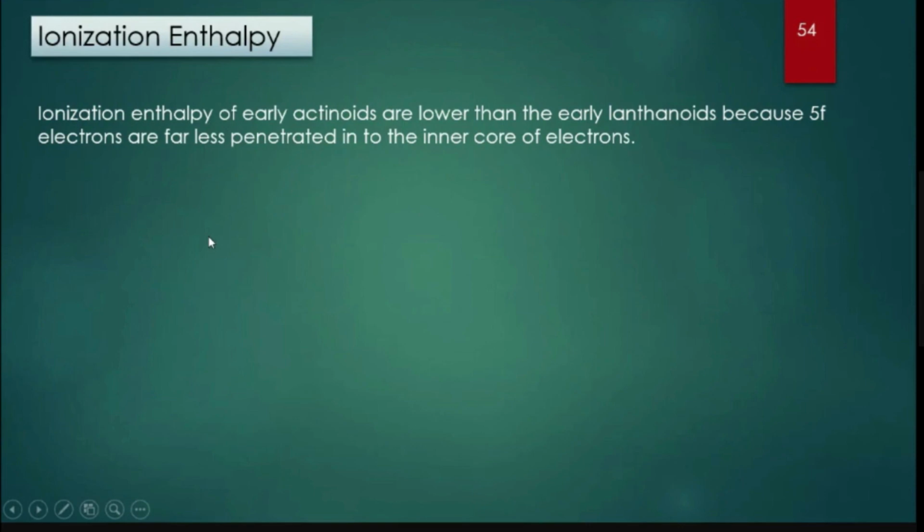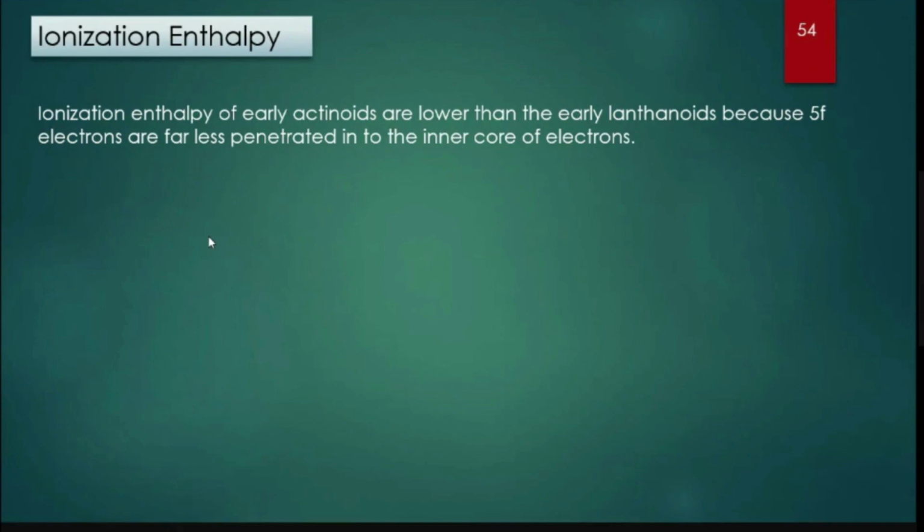The last topic of d and f block elements is ionization enthalpy. Ionization enthalpy is the amount of energy required to remove an electron from the outermost shell of a neutral isolated gaseous atom. That is the definition of ionization enthalpy. In the previous class also we have discussed. Here, ionization enthalpy of early actinides is lower than the early lanthanides because 5f electrons are far less penetrated into the inner core of electrons.